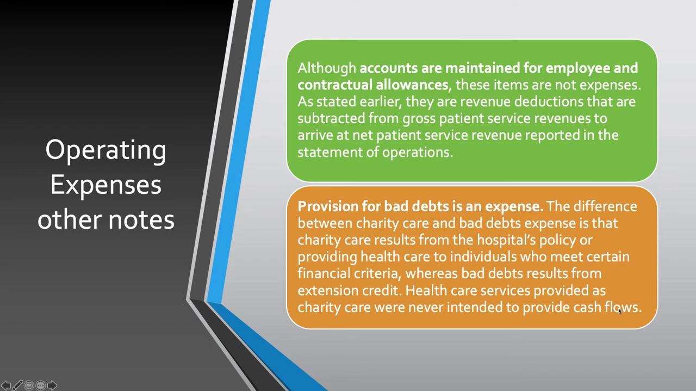So operating expenses and other notes. Although accounts are maintained for employee and contractual allowances, these items are not expenses. As stated earlier, they are revenue deductions that are subtracted from gross patient service revenues to arrive at the net patient service revenue reported in the statement of operations. Provision for bad debts is an expense. The difference between charity care and bad debts expense is that charity care results from the hospital's policy of providing health care to individuals who meet certain financial criteria, as I've mentioned earlier, whereas bad debts results from extension of credit.